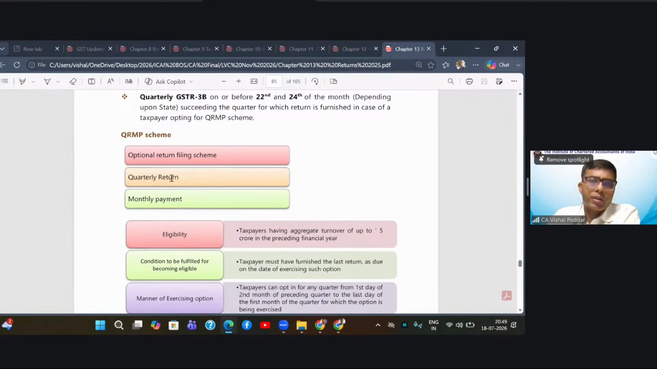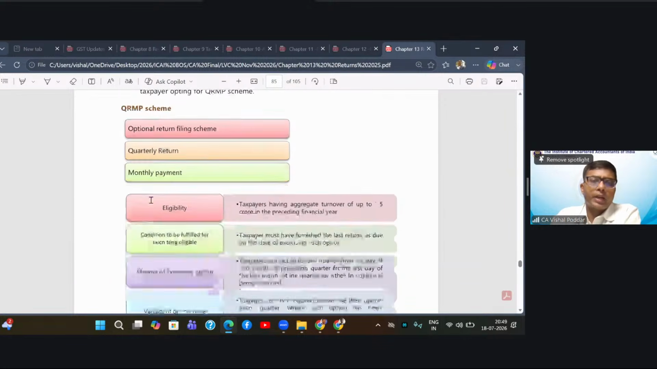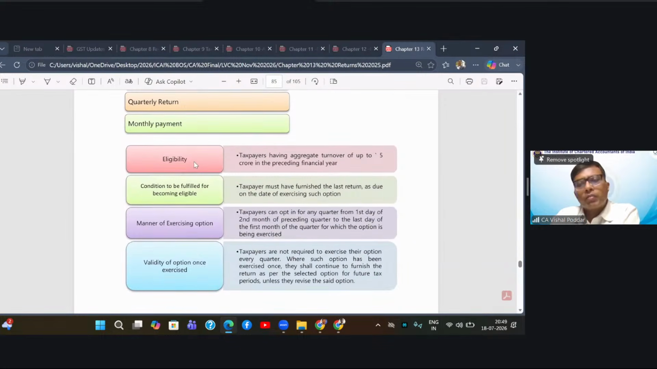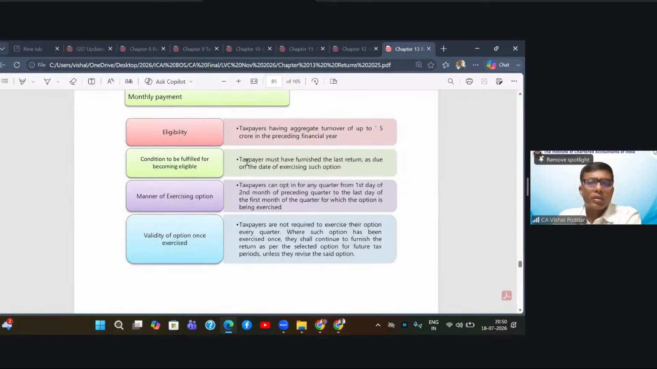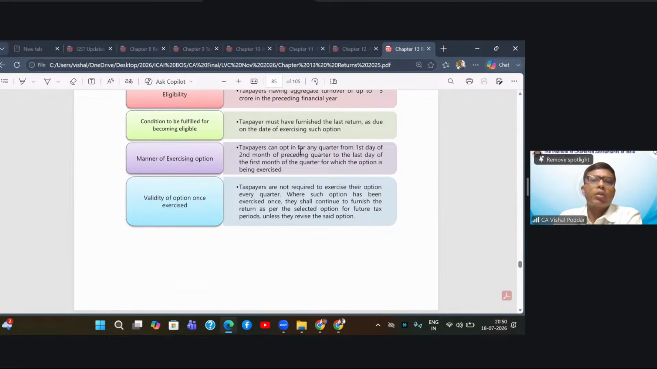Now, as we discussed, there is a QRMP scheme, which is an optional scheme under which you have to file return quarterly, but you have to pay tax monthly. Now, who are eligible for this facility of QRMP? The taxpayer should have turnover not exceeding 5 crore in the previous financial year. Further, the taxpayer must have furnished the last return as due on the date of exercising this option. Taxpayer can opt in from any quarter from first day of the second month of the preceding quarter to the last day of the first month of the quarter for which the option is being exercised.